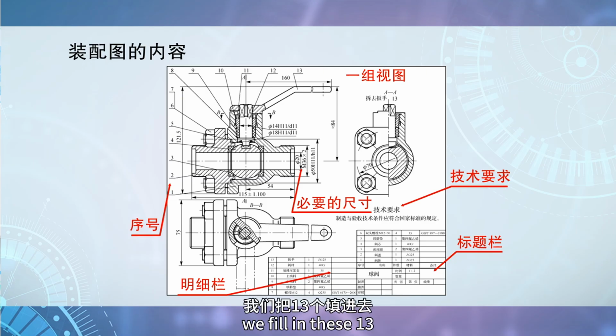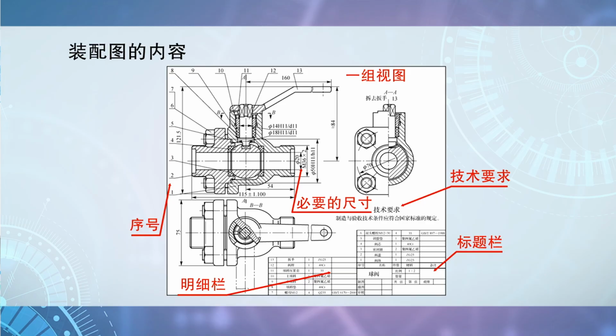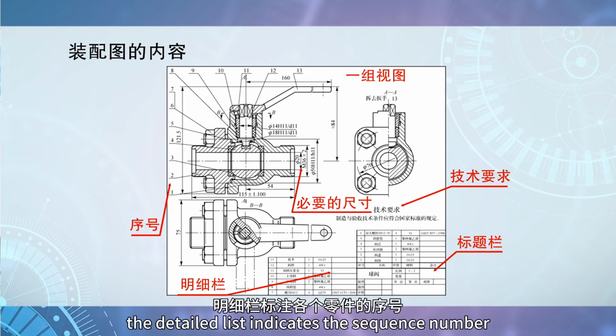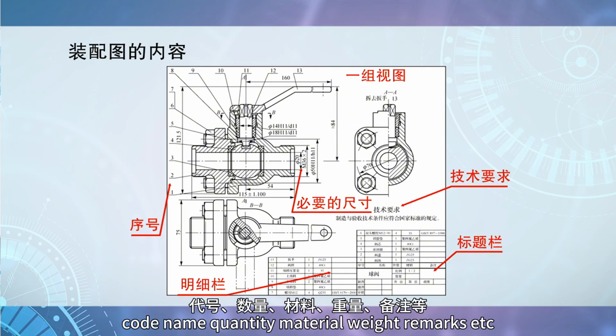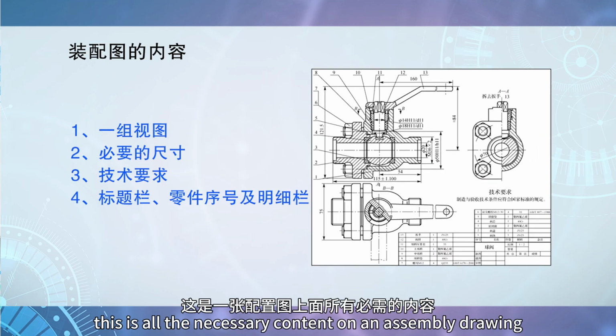We fill in these 13 part numbers in the detailed list in order. The detailed list indicates the sequence number, code, name, quantity, material, weight, remarks, etc. of each part. This is all the necessary content on an assembly drawing.